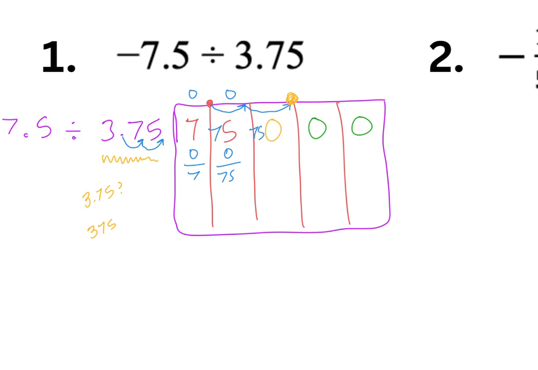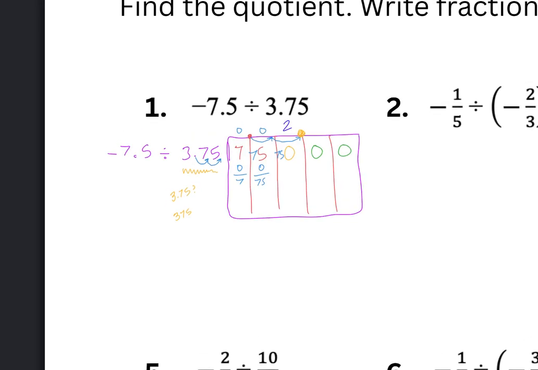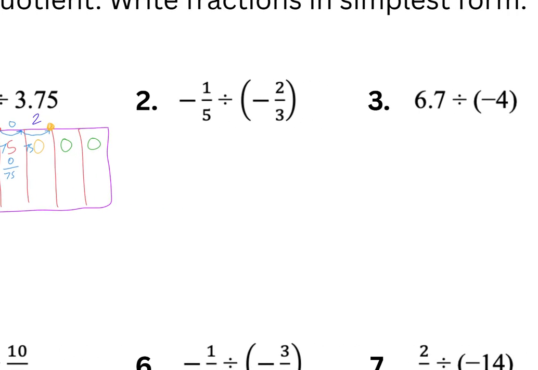And then this is one reason why the box is a little on the silly side, but hey, how many times does 375 go into 750? And the answer is really going to surprise you, because it's 2. It just goes in 2 times. So the answer is -2. Why is it negative? Because there was a negative right there. Okay?